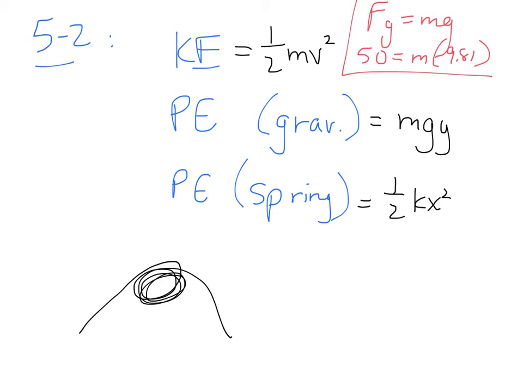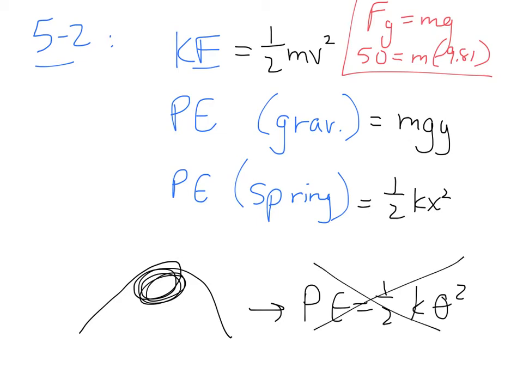The formula for this spring, side note, you don't have to write this down, is 1/2 K theta squared, because it has to do with how much you compress it, the angle at which it changes. But you don't need this for the test, okay? It's just a fun fact about springs.